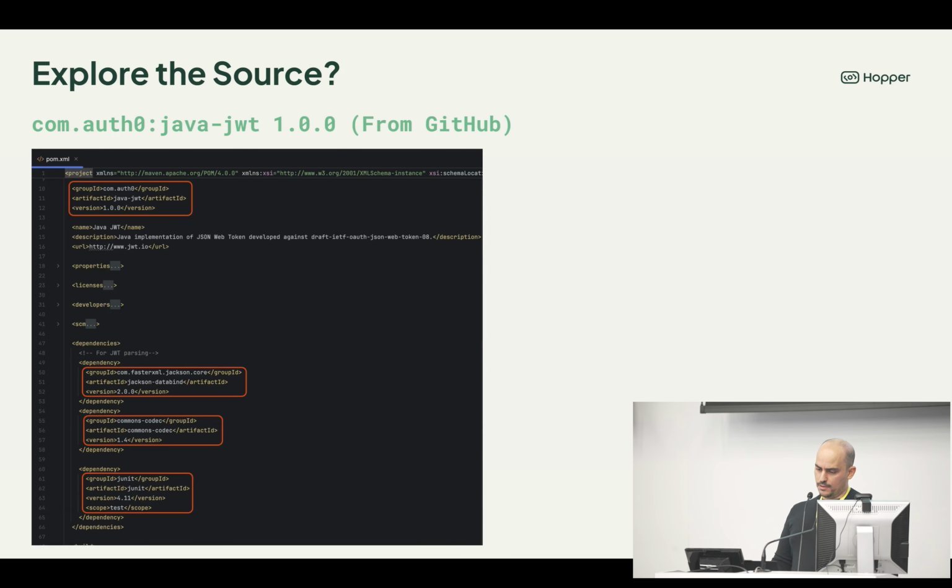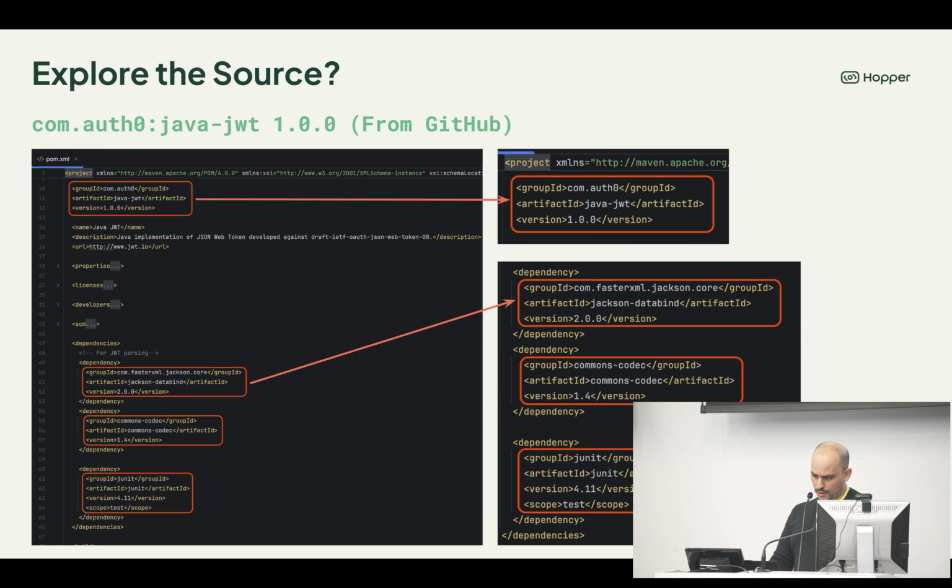So how is it made? Basically, what we see here is shading. Let's explore the source of this dependency. So I go to GitHub, check out the version 1.0.0, and then I can see that there are actual three dependencies: the Jackson databind, the Commons Codec, and the famous JUnit from before.